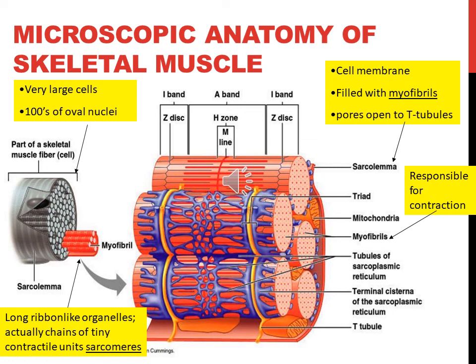So that A band there is the dark band with a lighter section known as the H zone and the dark M line. That's your A band. You can see that it's surrounded on either side there by the I band. These are your lighter sections, with the Z disc in the midline. And that Z disc is your legitimate sarcomere, that smallest contractile unit.